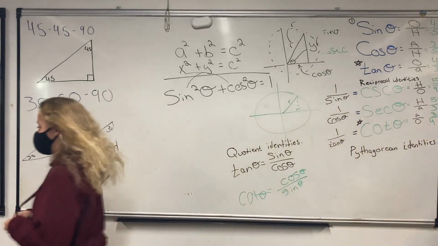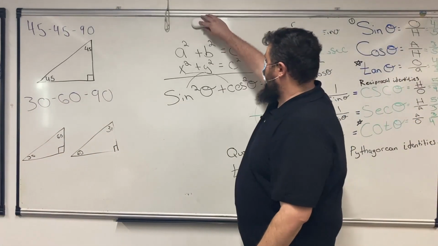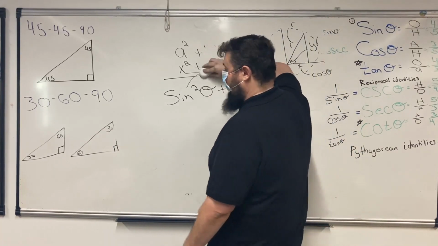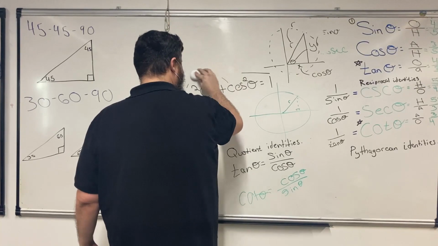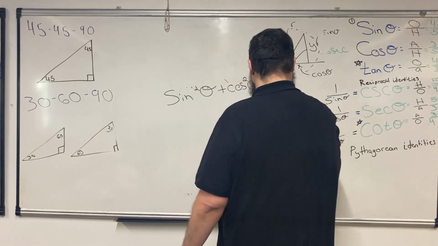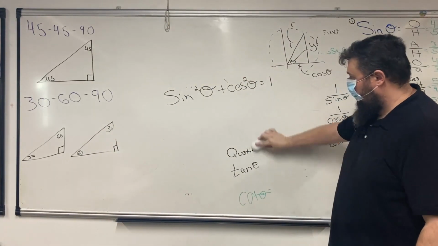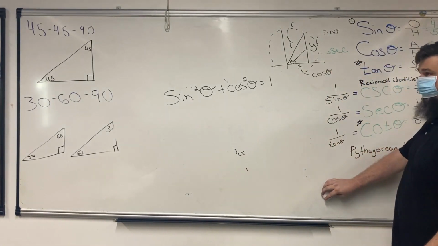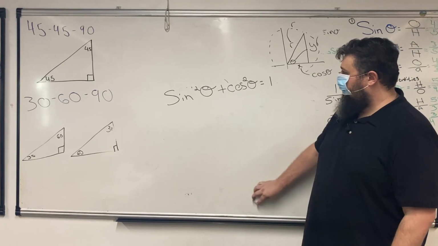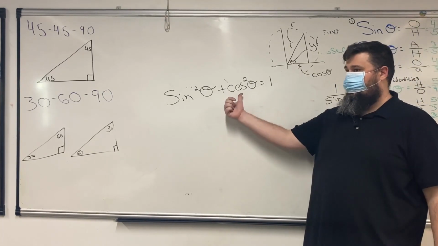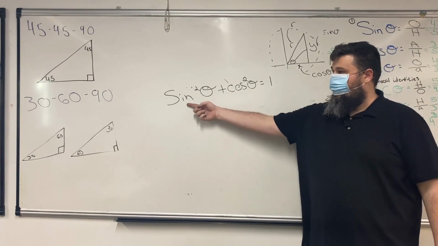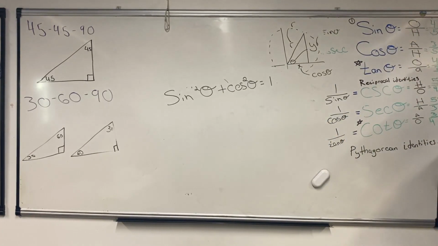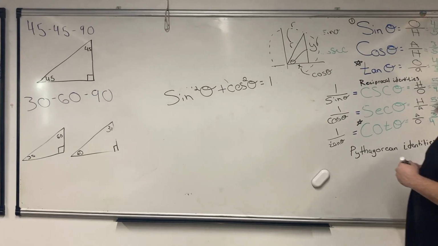All right, let's talk about this right here. Let's look at this one. There's a ton of Pythagorean identities, and we have to find them all basically on our own. If you can memorize this one, a squared plus b squared equals c squared, y squared plus x squared equals 1, I can do a lot of stuff here to find a lot of these other relationships.